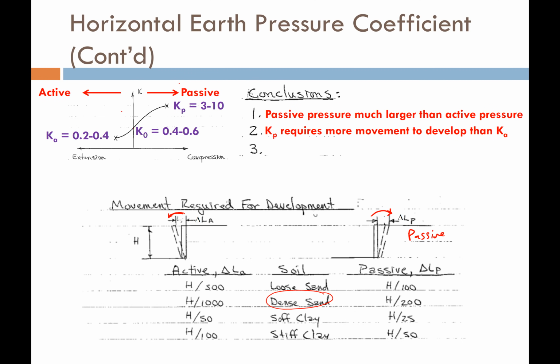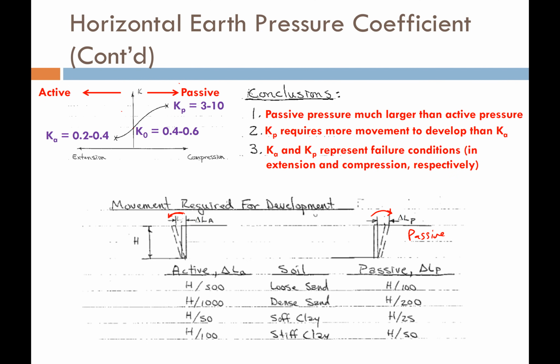So if I have a dense sand, for the active condition, it's even less than that. It's now like 0.1%, as opposed to here, it's also 0.5% maybe. So you can see that it takes less strain to develop the active condition than it does to develop the passive condition. Finally, because we talked about how these stresses level out, they don't change once you reach them, we can say then that the active earth pressure coefficient and the passive earth pressure coefficient both represent terminal failure conditions. The soil has failed, and you're not going to change the resistance anymore once that failure plane develops.